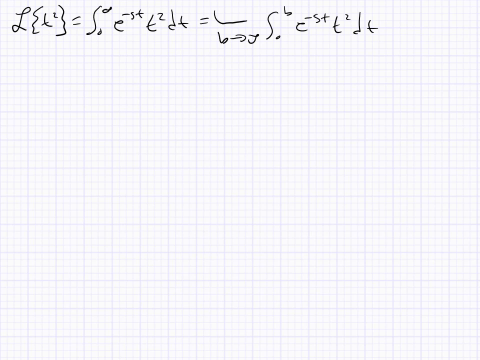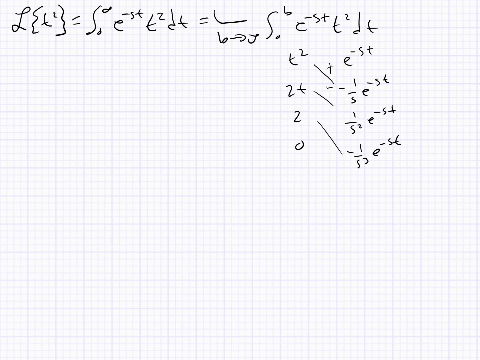We could say, all right, well, we've got t squared, we've got e to the negative st. So we have 2t, we have 2, we have 0. Here we're going to have negative 1 over s e to the negative st. Here we'll have positive 1 over s squared e to the negative st. Here we'll have negative 1 over s cubed e to the negative st. Then we'll match it: plus, minus, plus.